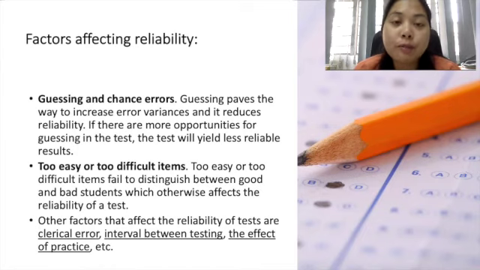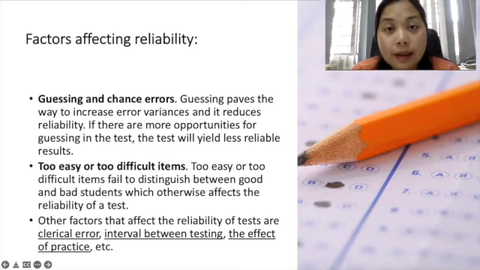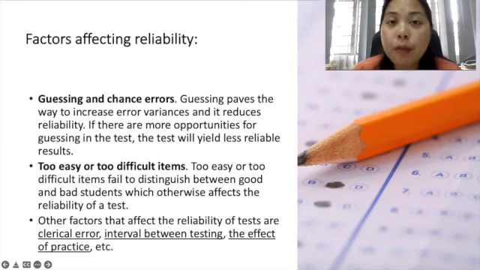Now, there are also other factors that we have to consider, like, for example, clerical errors. Clerical errors may bring confusion to the students. Another one is the interval between testing. Having a close gap or too short gap between testing and retesting may bring too much familiarity among the test items. Another thing is the effect of practice. This happens when the teacher has different testing administration practices from one section to another.